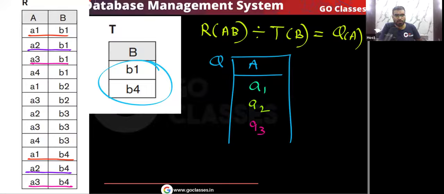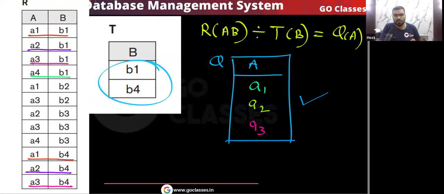Next, what about the next? A4, B1. Do I have A4, B4? A4, B4. I don't have A4, B4, right? I don't have A4, B4. So A4 will not come. That's it. Okay, so this is your answer.